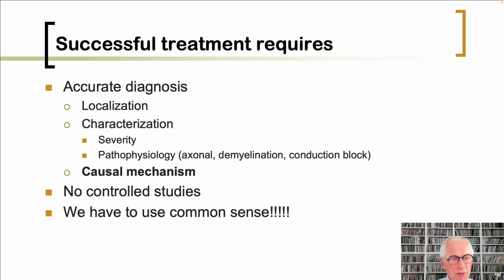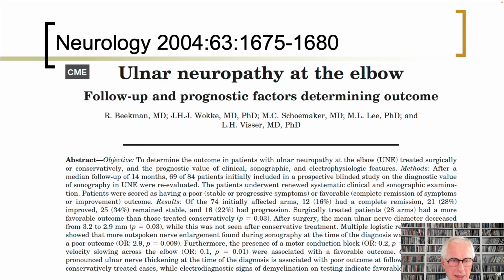And we also need to identify the causal mechanism. How did the neuropathy come about? Unfortunately, we have very few studies where different etiologies have been separated from each other, but all ulnar neuropathies at the elbow have been lumped together. So we still have to use common sense until we get good studies where we differentiate these different etiologies.